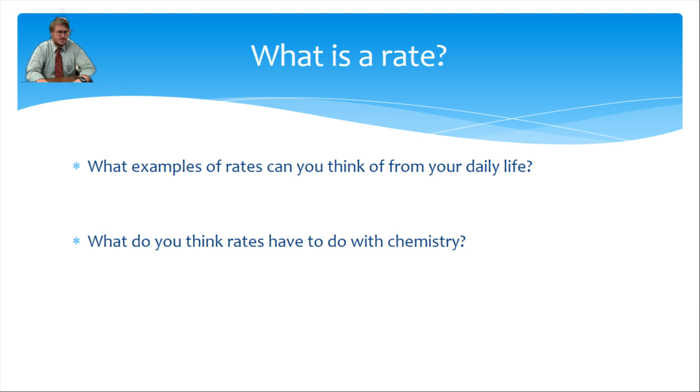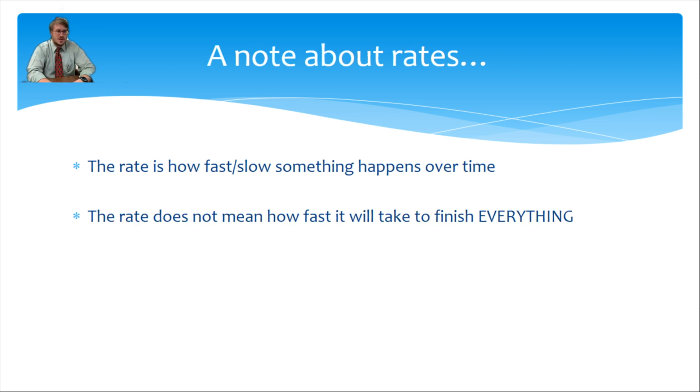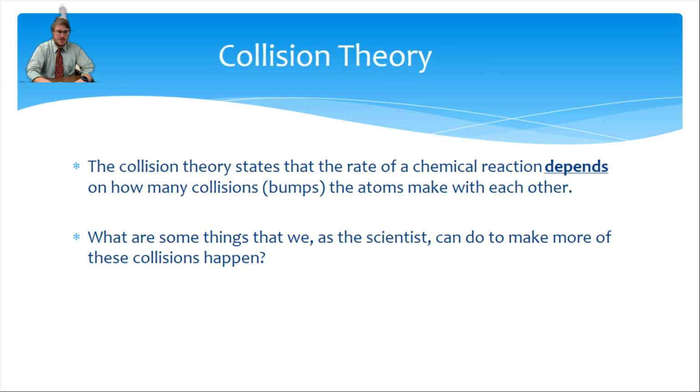We've looked at some of these before. We just mentioned some rates of change of location, speed, distance, velocity. What do you think rates have to do with chemistry? Well, that'd be reaction rates. A rate is how fast or slow something happens over time. Rate does not mean how long it will take for everything to finish. It's not how long it takes you to go from your house to school. It's the rate of change of you, the speed you took on the way to get there. How fast are you going on average in the in-between time? It's not a completion of everything, okay?